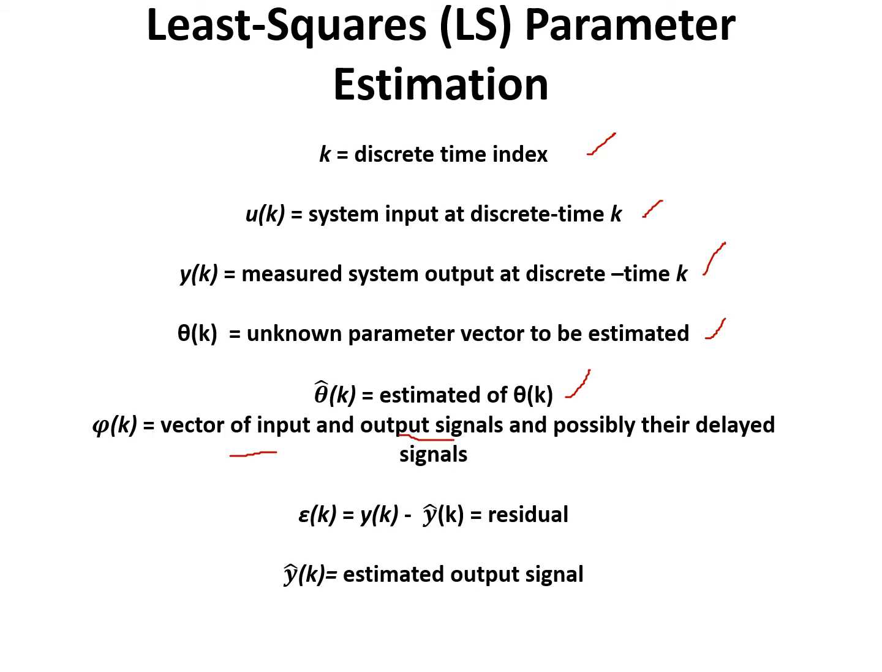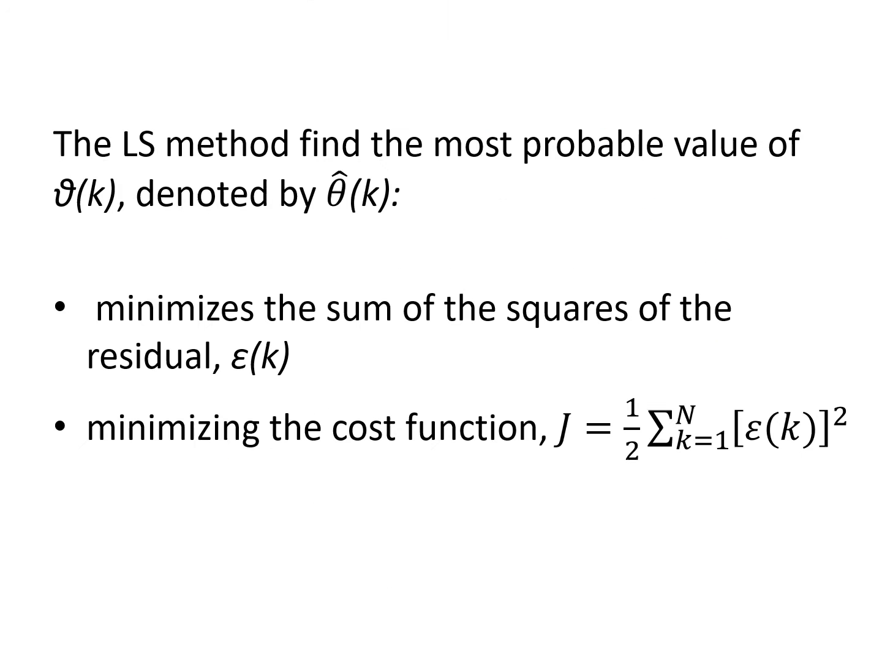Zeta K equal to Yk minus Y hat K is a residue. Y hat K is the estimated output signal. In general, this method finds the most probable value of theta K denoted by theta hat K, such that it minimizes the sum of the square of the residuals zeta K, minimizing the cost function J.